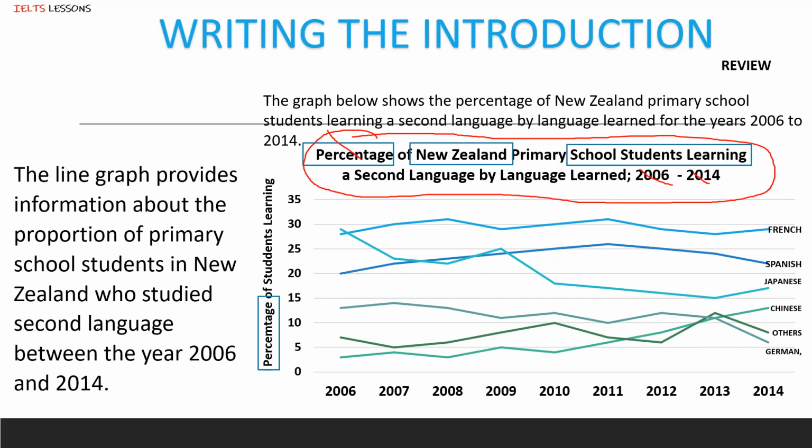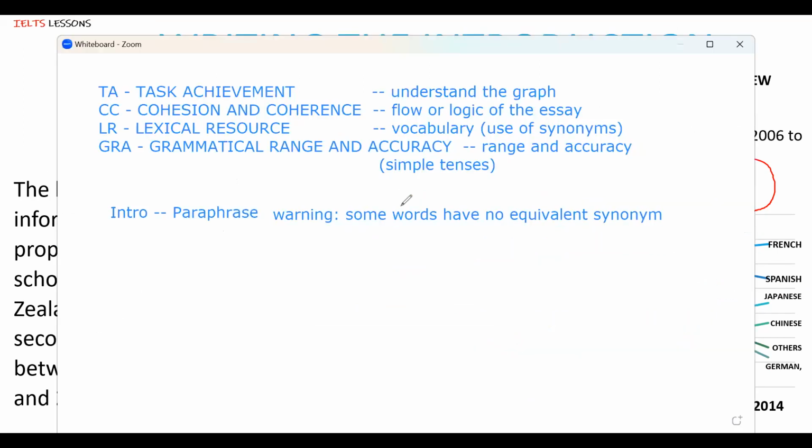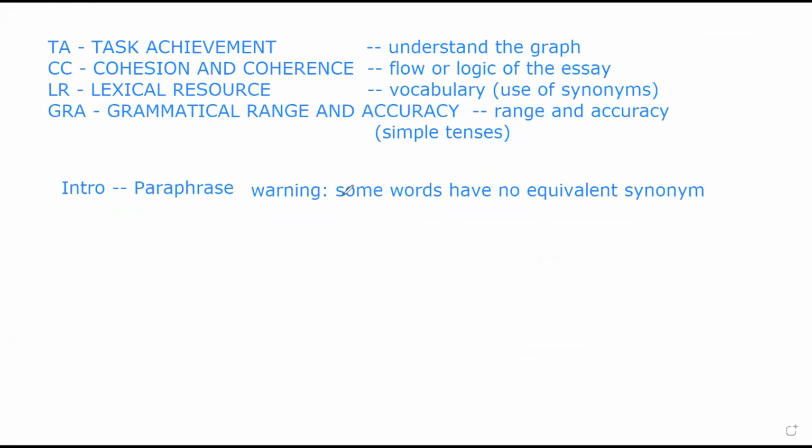So the danger here again, we must remind our students, if we are teaching IELTS, to pay attention to the words that should be changed into synonyms only. So some words have no equivalent synonym. For example, names of persons and countries don't have equivalent synonyms. So how can you change the word New Zealand into another form?